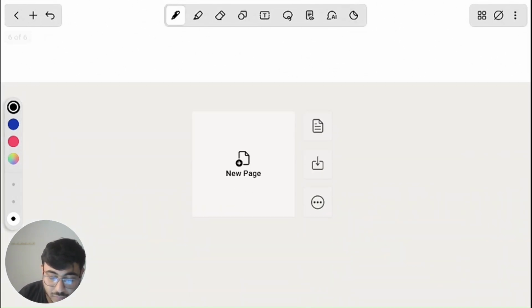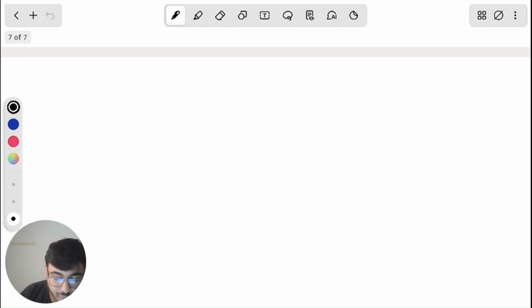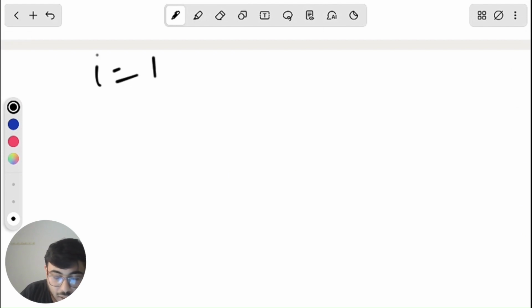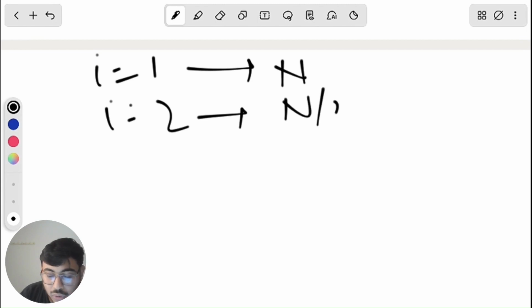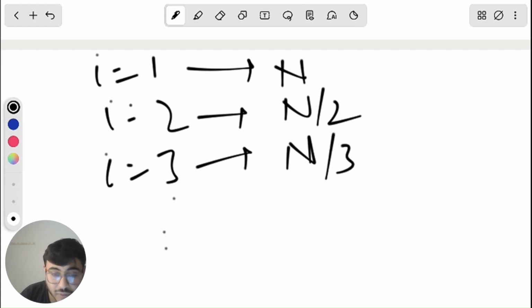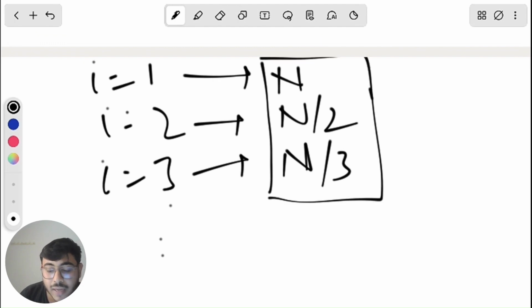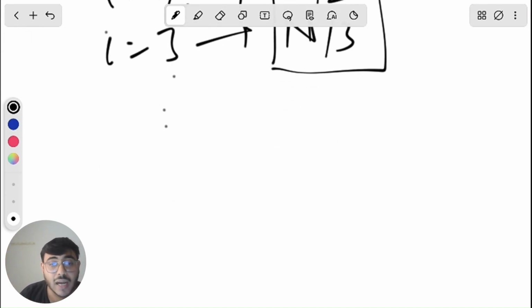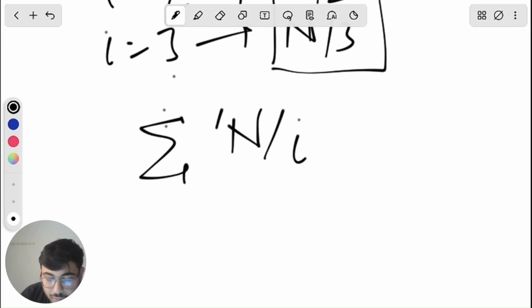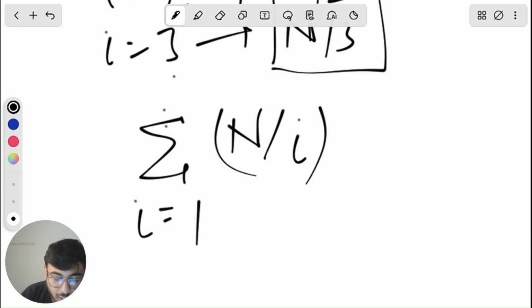So what we can see is that when i equal to 1, your inner loop works for n times. i equal to 2, your inner loop works for n by 2 number of times. i equal to 3, it works for n by 3 number of times. And in this way we can go on, right? So basically, these are the steps that will determine our time complexity. The sequence we have written is also denoting our actual number of steps, right? So we can say that our actual run time is the summation of n by i, starting from i equal to 1 up till n.